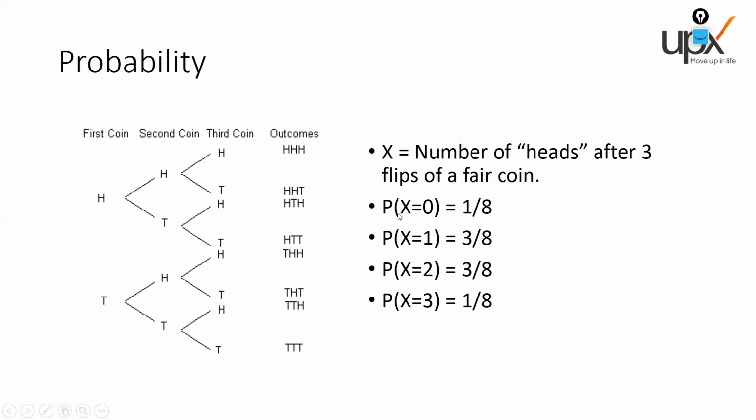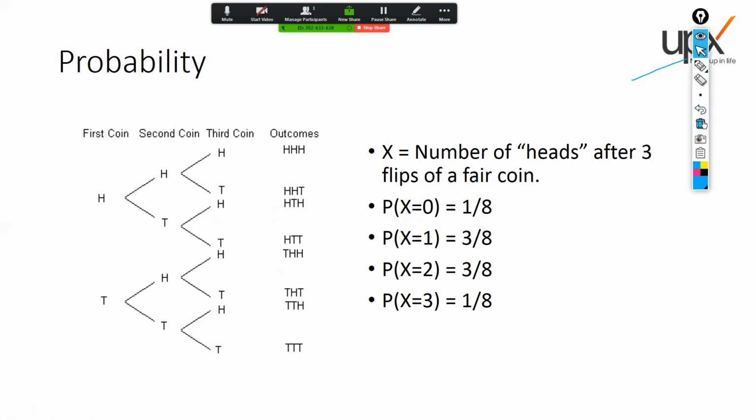And here, probability of X equal to 0. What does this mean? What is the chance that I don't get any heads after flipping a coin 3 times, right? What are the total number of outcomes? 8, right? What is the only outcome where I don't see a single head? That is this, all 3 being tails. So that's exactly the outcome that I'm interested in, which is 1 by 8.